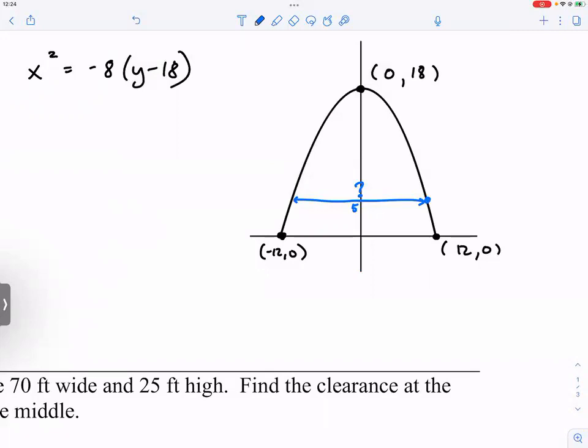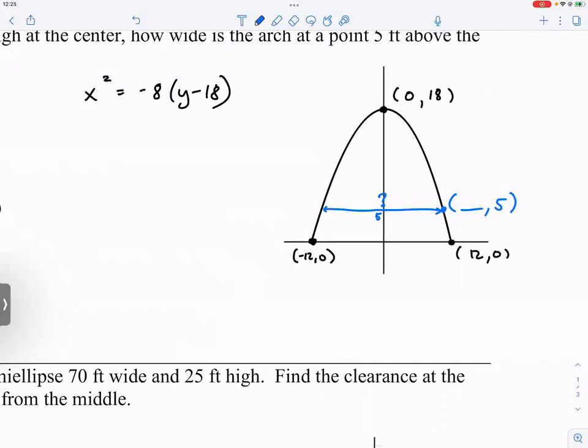Well, if you can find out this point, and let's just imagine, if the x value here is 10, what's the width? 20, right? Because 10 would be the distance from the y-axis to that point. That's 10. So the whole width would be 20. So if we know the x value, we know the width. So that's why we will substitute 5 for the y value and try to solve for x.